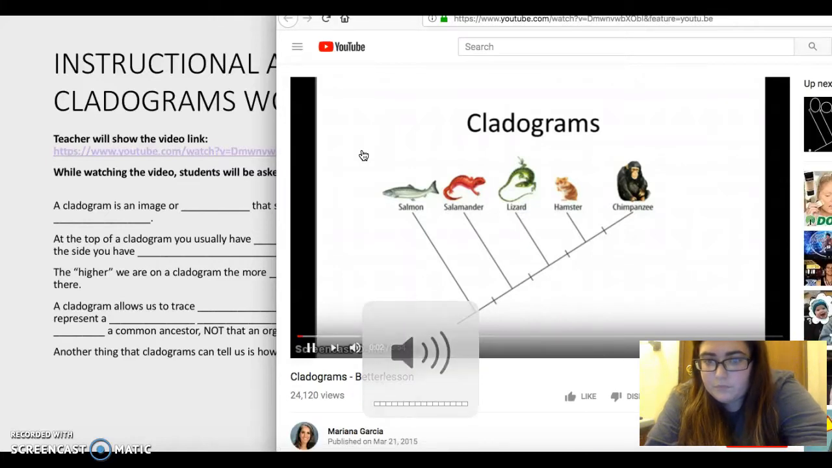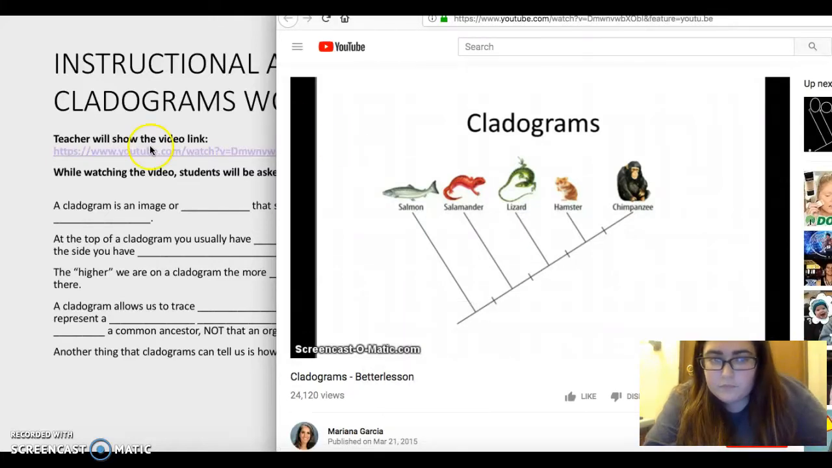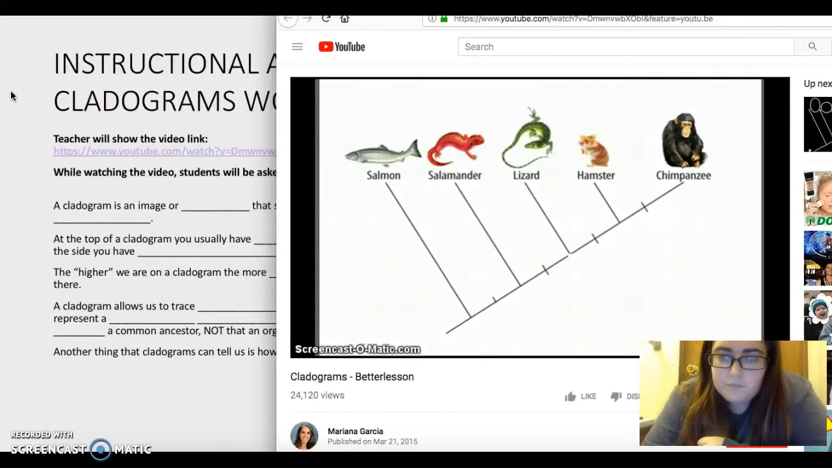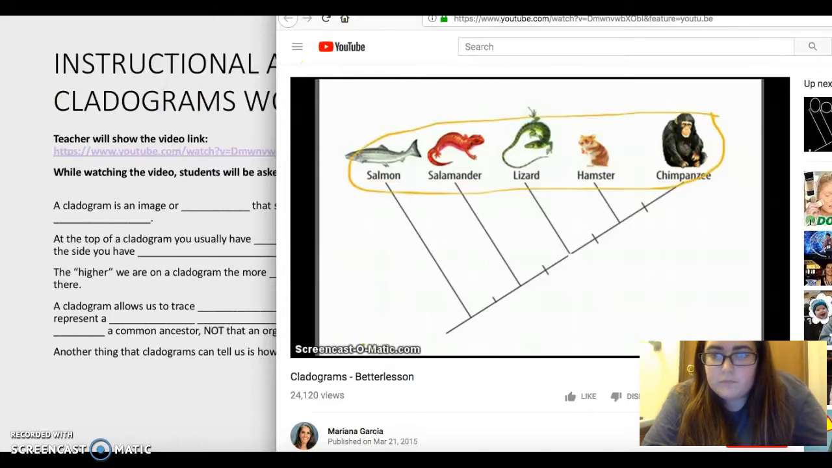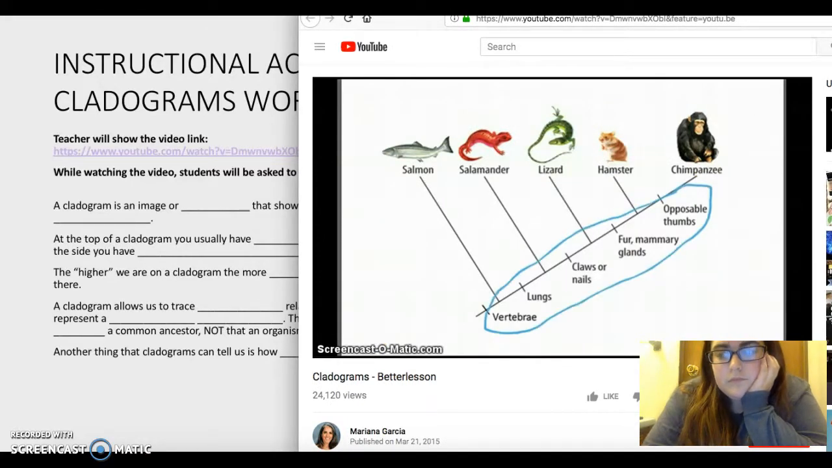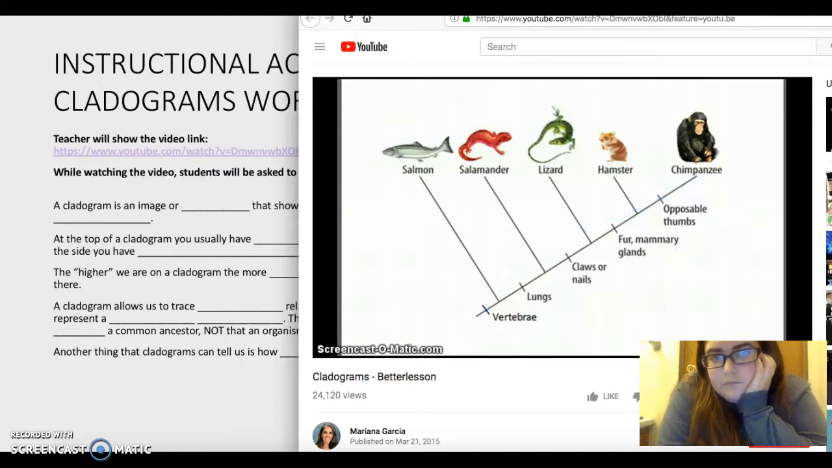It's an image or diagram that shows us an evolutionary relationship between different organisms. So here is a cladogram. This cladogram shows salmon, salamander, lizards, hamsters, and chimpanzees. At the top of a cladogram, you will always have the names of the organisms. Along the side of a cladogram, you will usually have different characteristics, and these characteristics are what separate the various organisms from one another. So for example, all the way down here is the characteristic vertebrae.